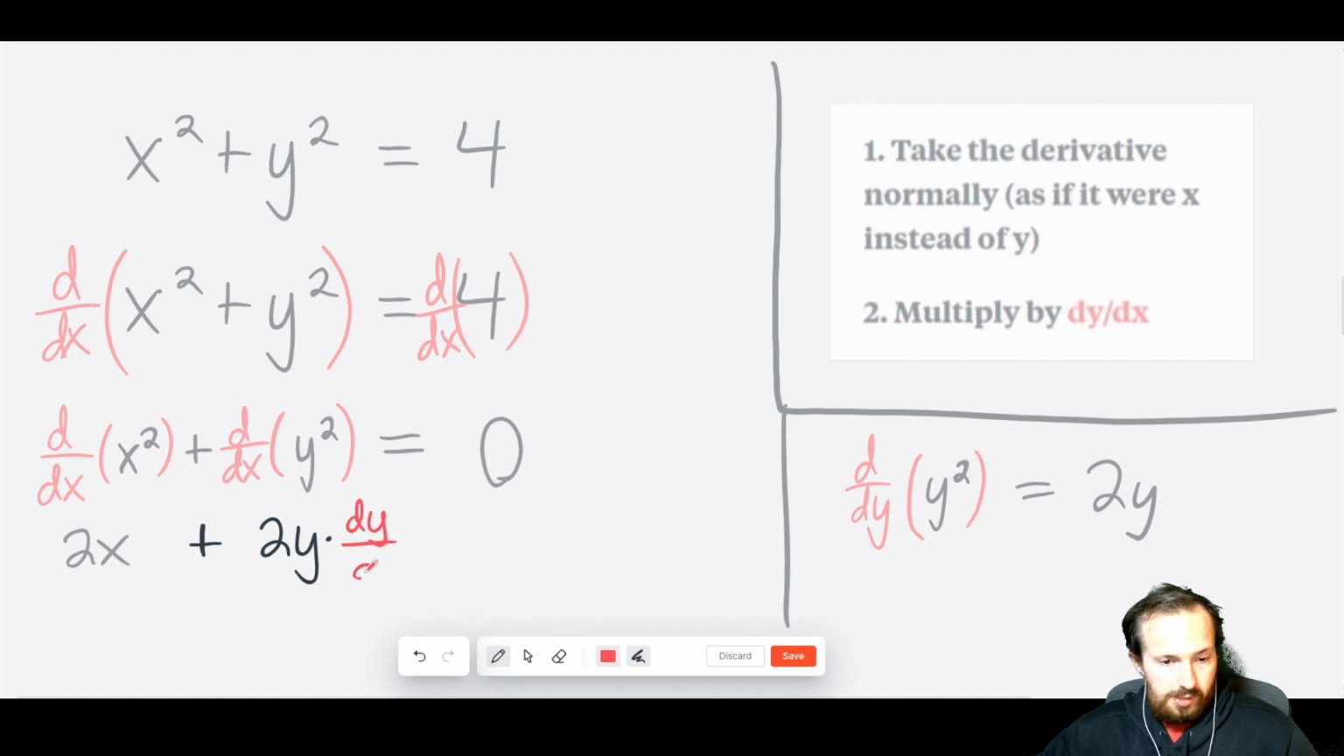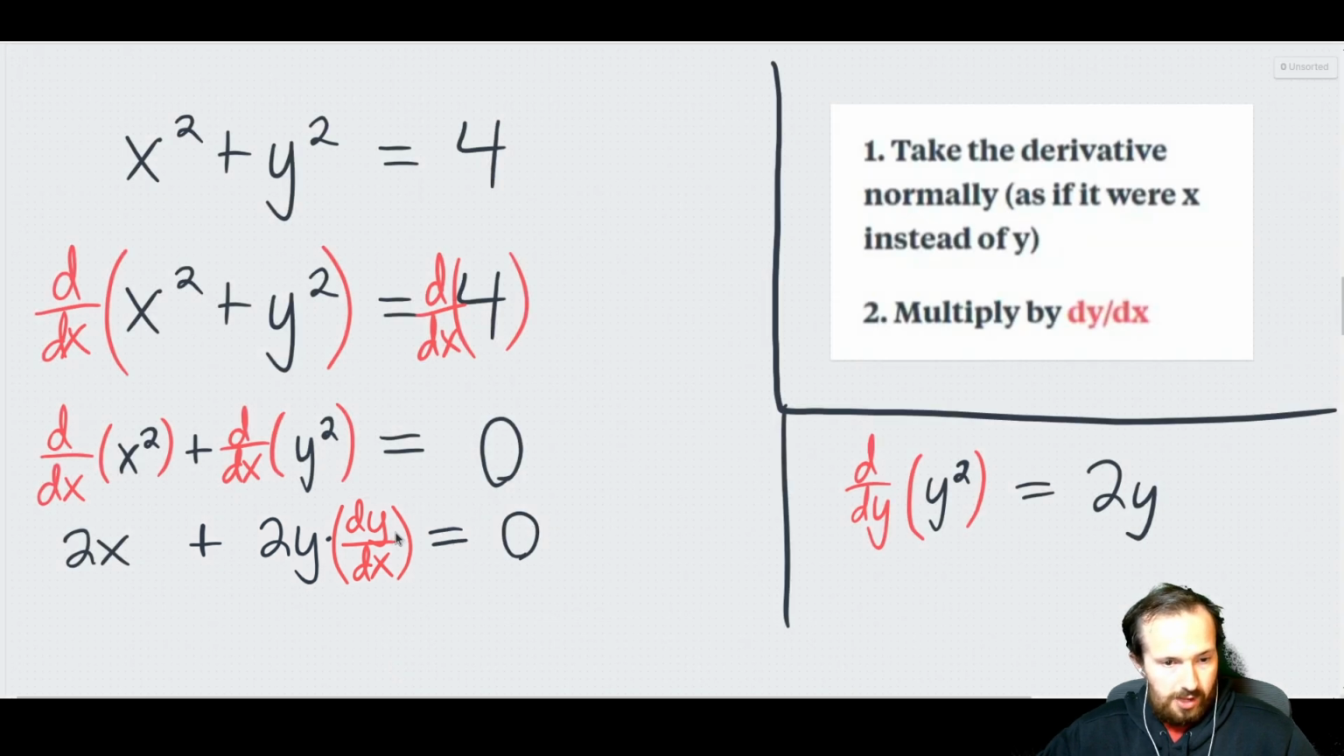And if you're curious about why we have to multiply by dy dx, I won't get into it in this video, but it's essentially the chain rule that is the reason. We're assuming that the outer function is x squared and the inner function is y as a function of x. So we take the derivative of the outside, 2x, but we evaluate it at y. And then we have to take the derivative of the inside according to the chain rule. That's the dy dx part. So implicit differentiation is really just an application of the chain rule, if that makes sense.